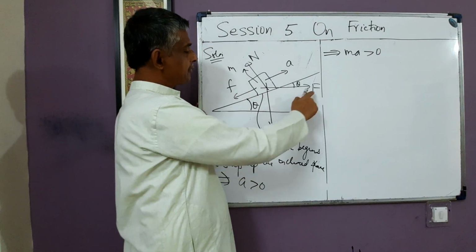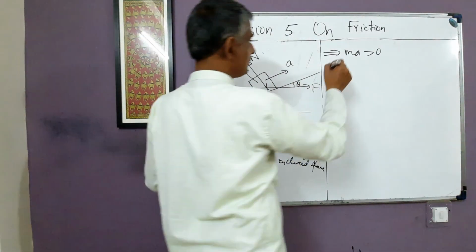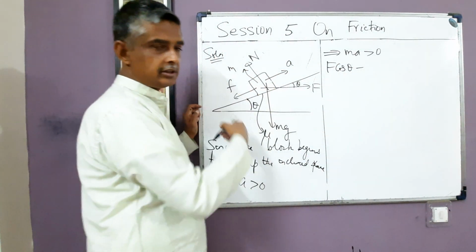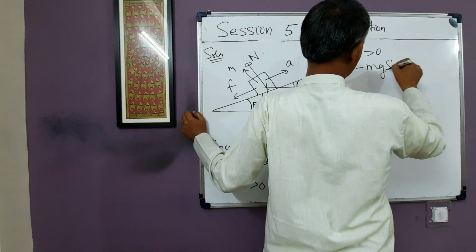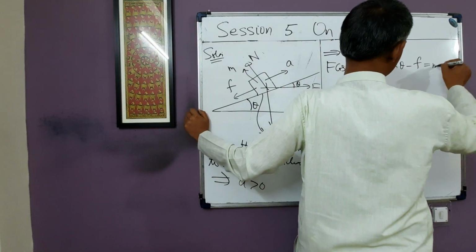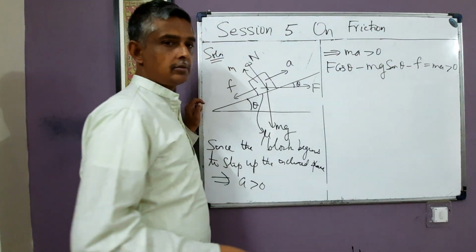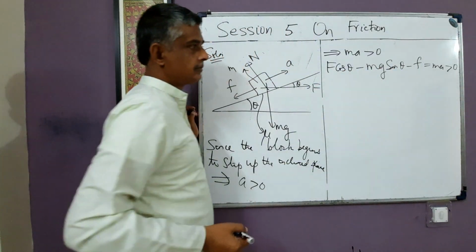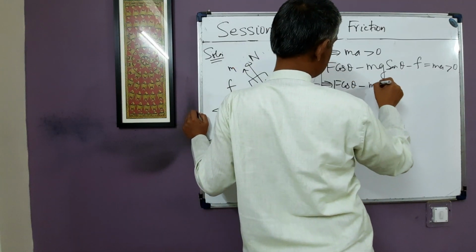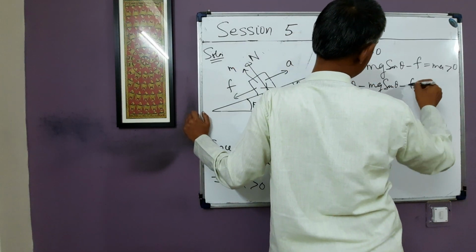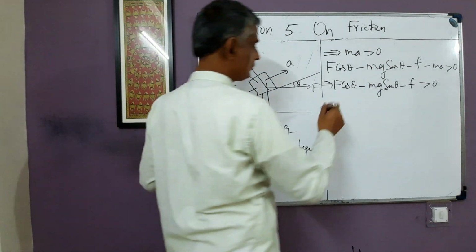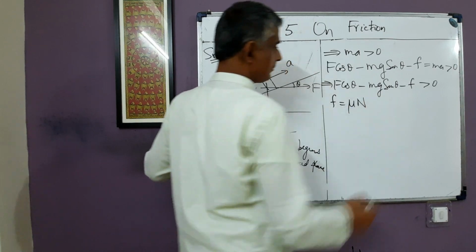Now from this free body, I apply Newton's second law to block up the inclined plane. So F cos theta minus mg sin theta, component of weight down the inclined plane, minus f is MA, more than 0 from Newton's second law. MA is equal to this much. So this means F cos theta minus mg sin theta minus f is more than 0. Now the block is slipping over the inclined plane. So therefore f should just be equal to mu times N.